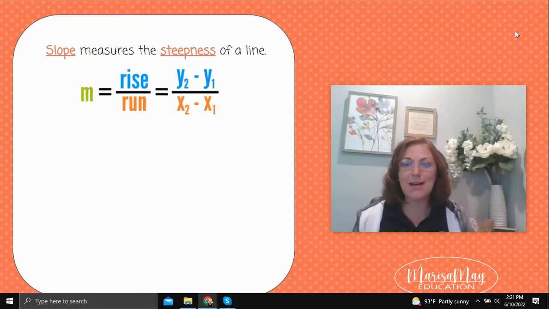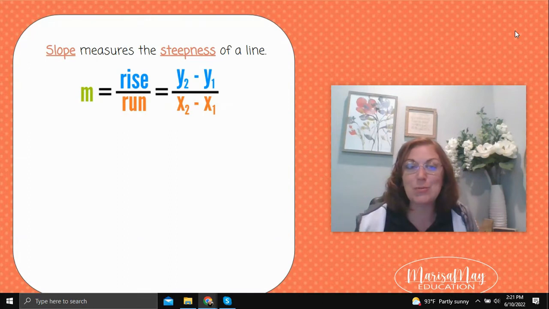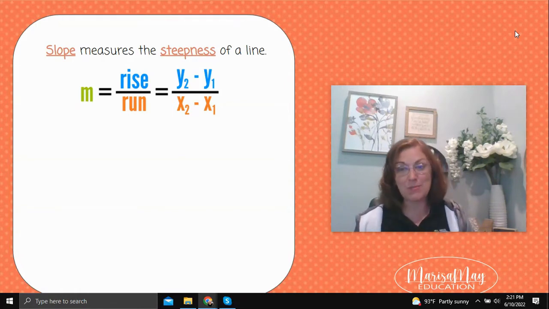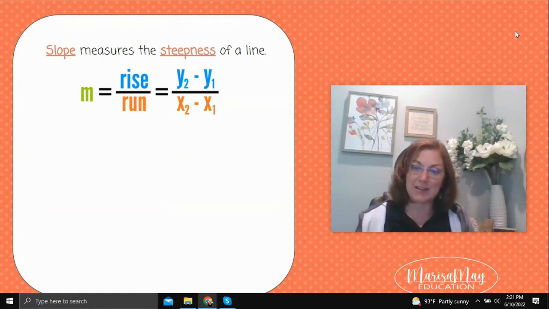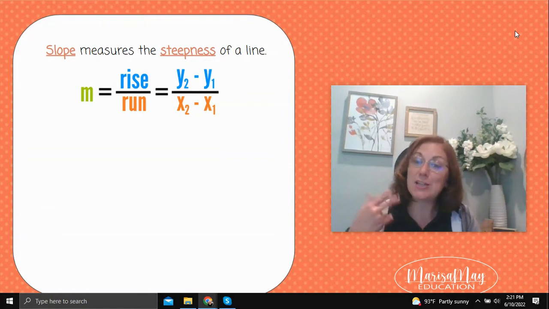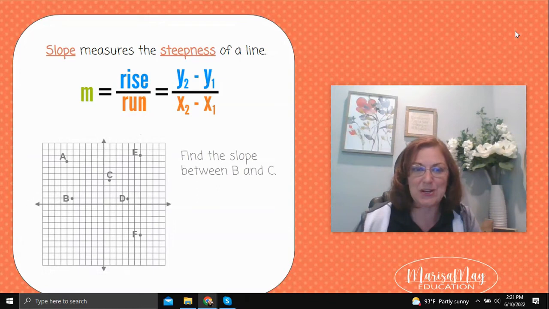Now, here in our math class, we're going to look at the slope using the formula rise over run if we're looking at a graph, or we're going to use the formula y2 minus y1 over x2 minus x1 if we're looking at two sets of ordered pairs. Now, let's take a look at how we might use both of those here.